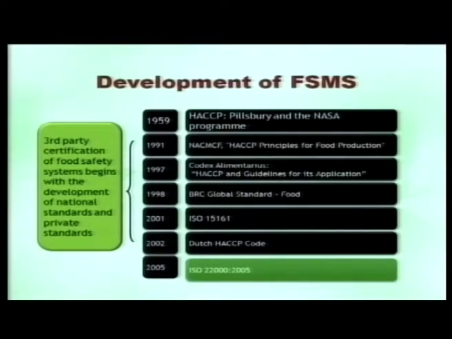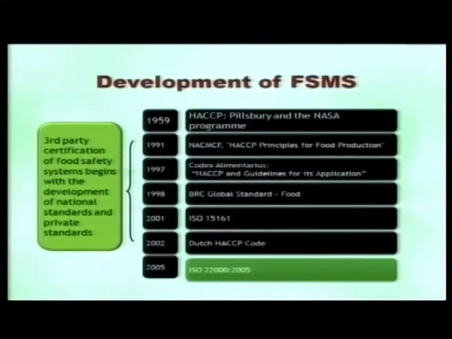In 1998, the BRC Global Standard came into the picture. The BRC is the British Retail Consortium, a consortium of the retailers' associations which are putting food into the market. So, they assure that the food needs to comply with the HACCP requirements. In the year 2001, the ISO published a 15161 guidance document for food and drink industries for the implementation of the quality management system. This standard incorporates certain requirements which are given in the food safety management system. In the year 2002, the Dutch HACCP code came into the picture.